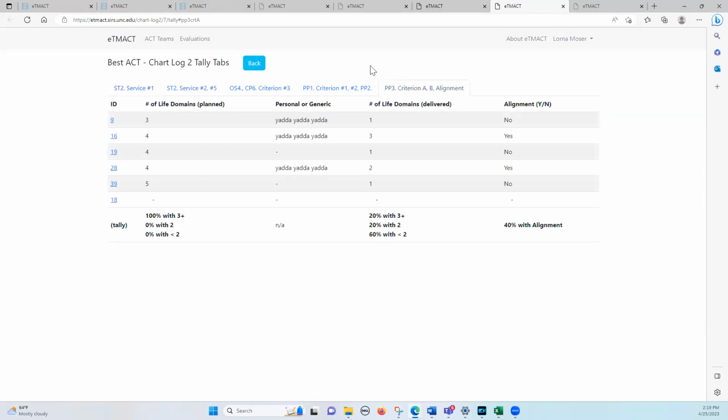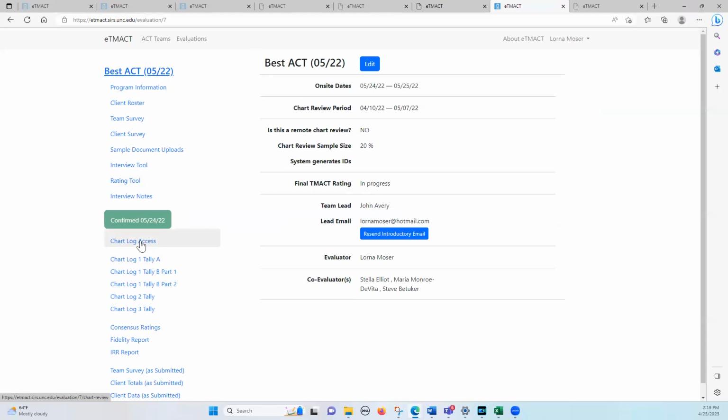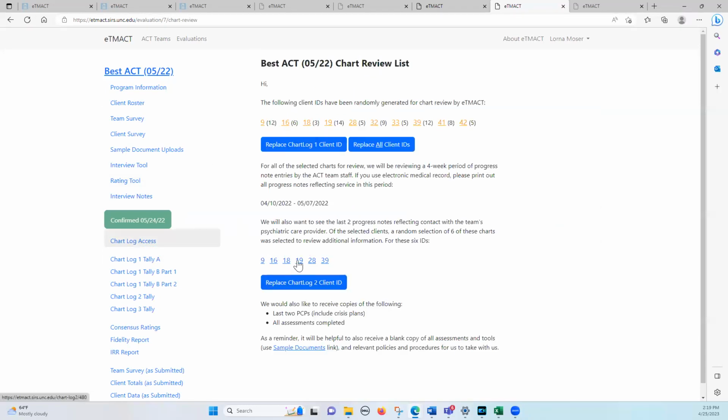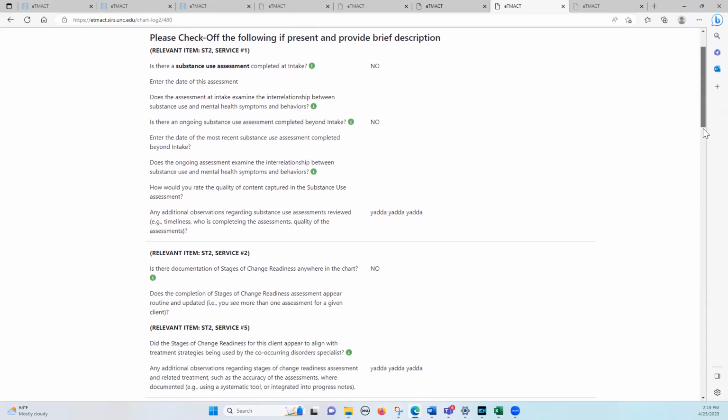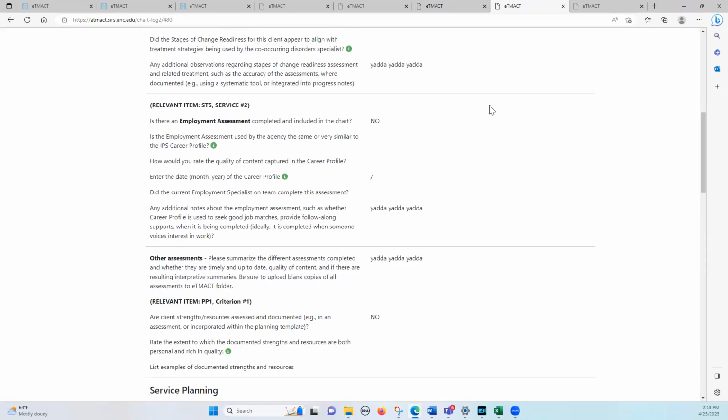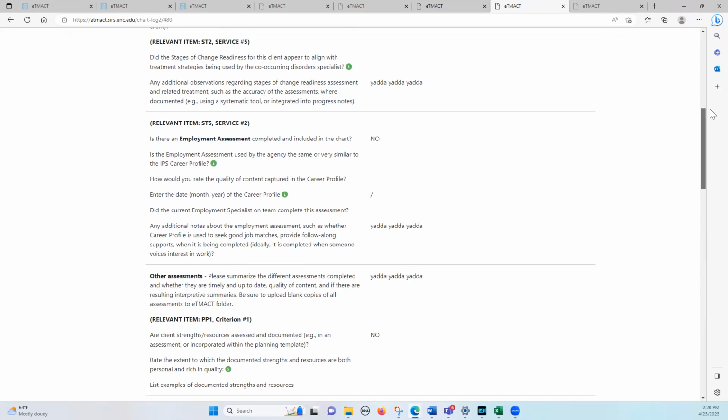One thing to point out, right now we are missing the tab that's relevant for employment services. And we will be fixing that soon. But just to show you, if you go into chart log access, go into one of the 6 forms that were filled out. This is the information that's being populated into those logs. And this section asking about employment services is right now missing in the tab. So you'd have to go and review each of the 6 charts and summarize that manually for now.